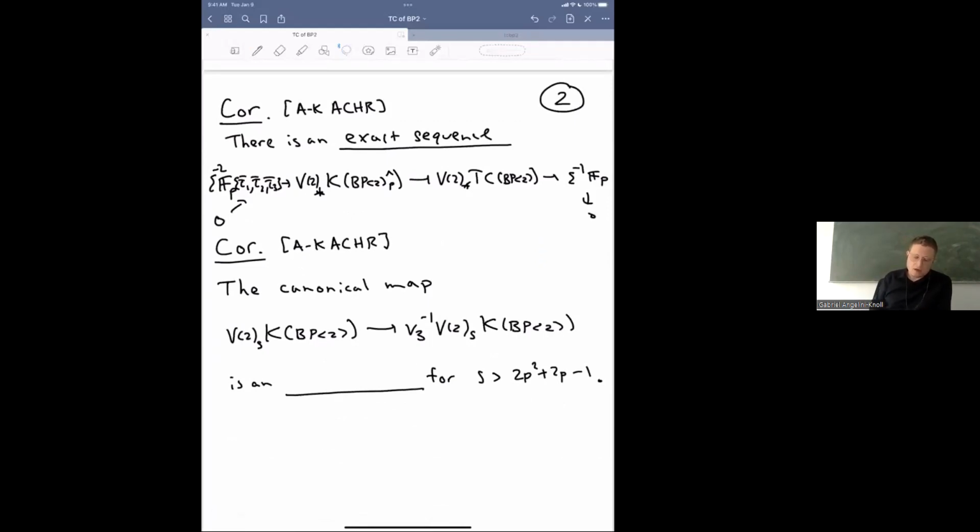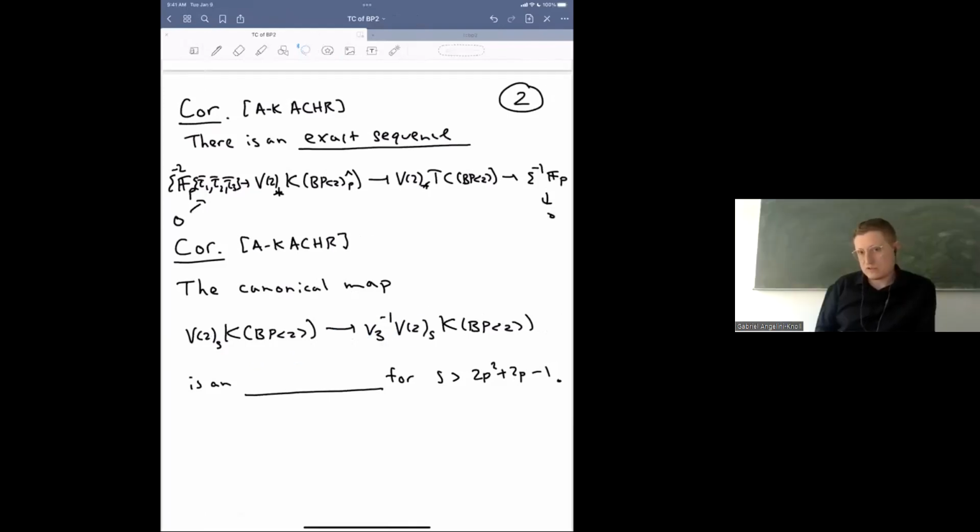So mod p, v1 and v2, the homotopy of K3 of BP2 agrees with the v3-inverted mod p, v1 and v2 homotopy of K3 of BP⟨2⟩. And that's with an explicit bound. So it's an isomorphism for s greater than 2p² + 2p − 1. Okay, so these are some explicit computations.